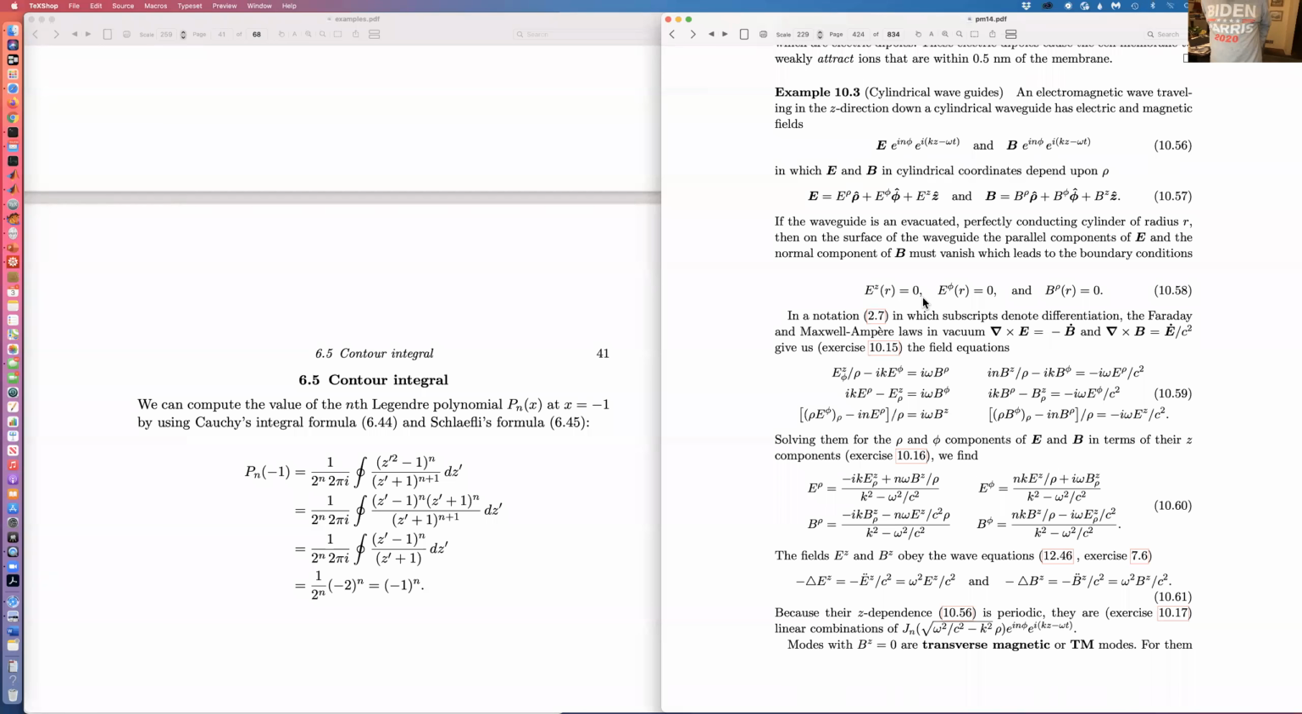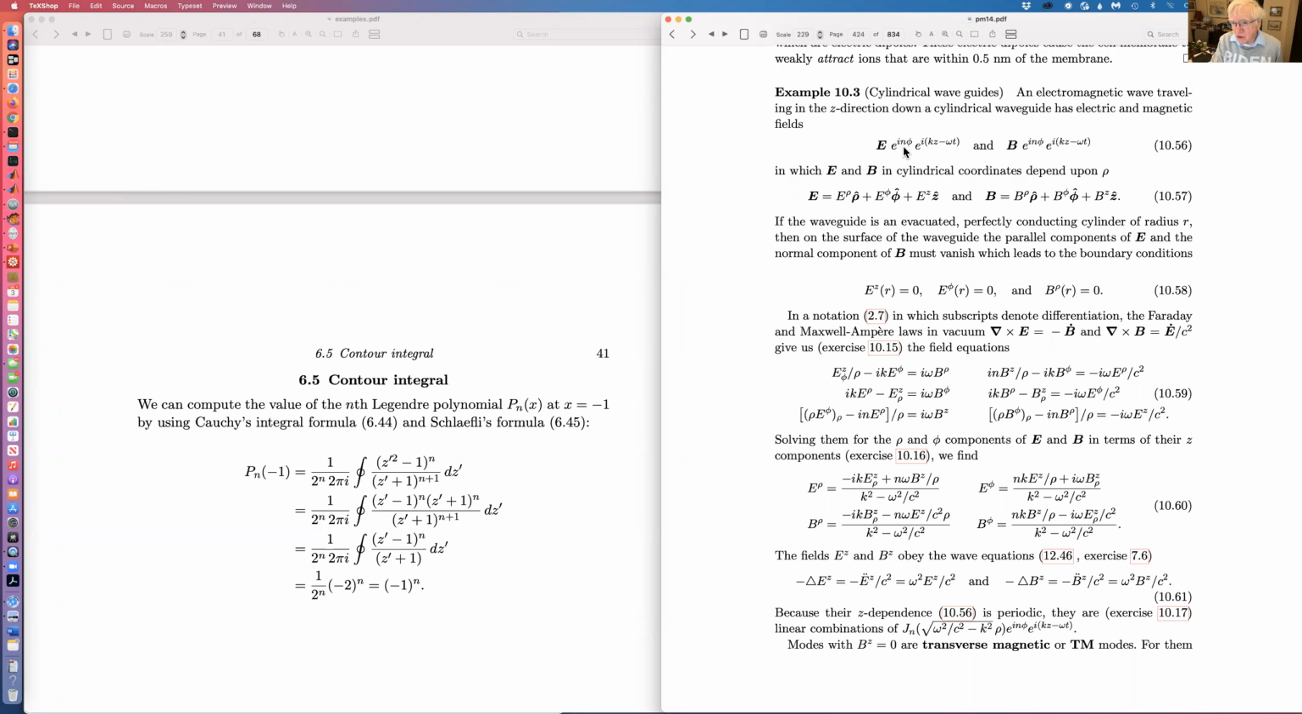And so what we do is we just use these equations, curl of E equals minus B dot. And those, I think, give us these equations. And then the curl of B is E dot. And now what is E dot and B dot?